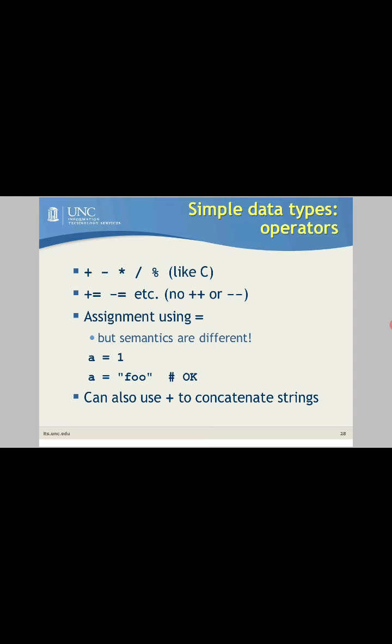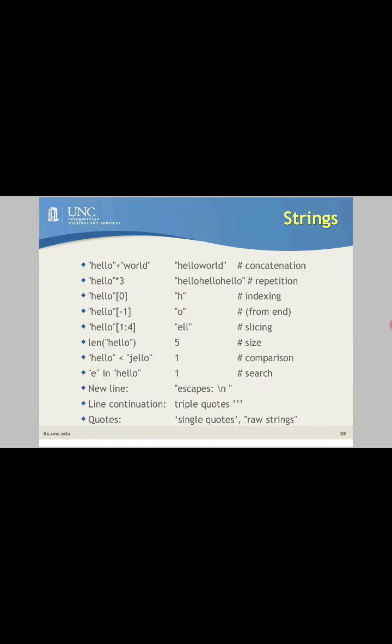Assignment symbols use equals to, but semantics are different. So a is equals to 1, a is equals to something within quotes. You can also use plus to concatenate strings. So next is strings.